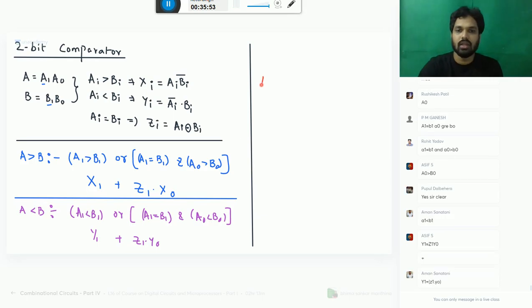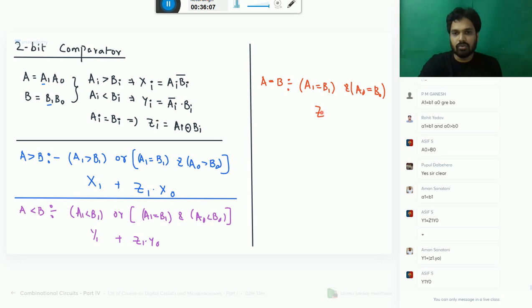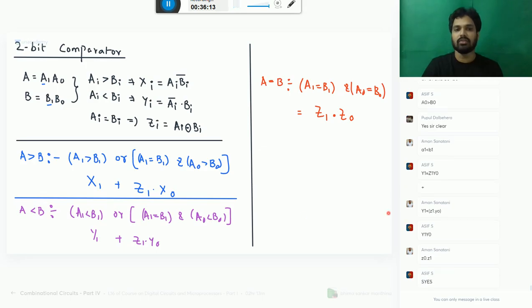Lastly, A equal to B. When will it be true? Both bits are the same. That is A1 equal to B1 and also A0 equal to B0. What does it mean? Z1 must be true and also Z0 must be true. Then only you can say A equal to B. So these are the conditions for A less than B, greater than B, or equal to B. So substitute those equations, solve it, you will get the answer. One method. Otherwise, first clear this part, then I can go further.